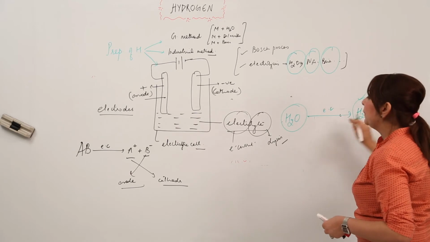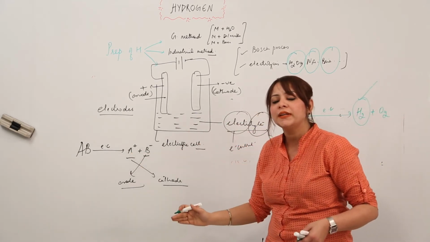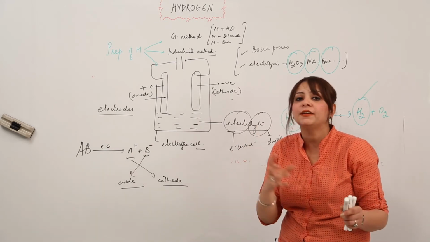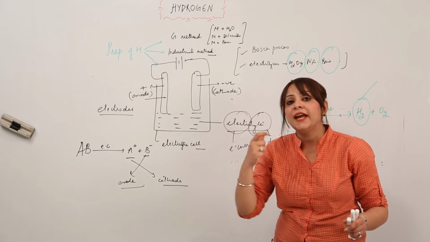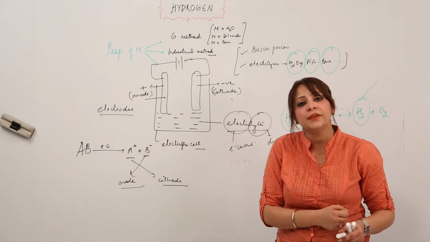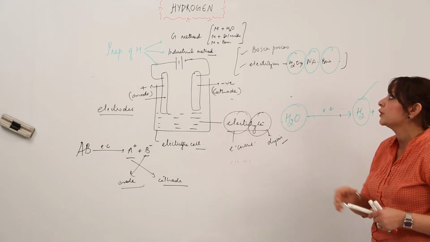So this is how, by electrolysis, the same method, we pass the current and it dissociates into ions. Oppositely charged ions will migrate to the oppositely charged poles, and there the oxidation and reduction will occur. H2 will be evolved at a specific electrode and O2 will be evolved at the other electrode. So this is how we get H2 by the electrolysis of water.